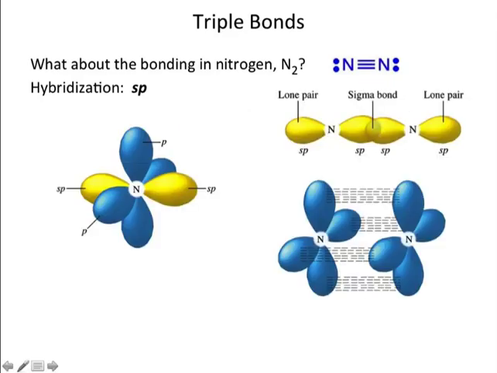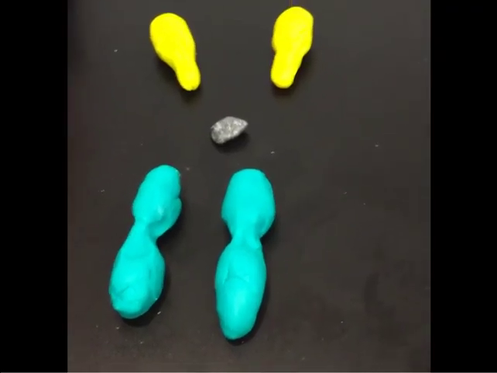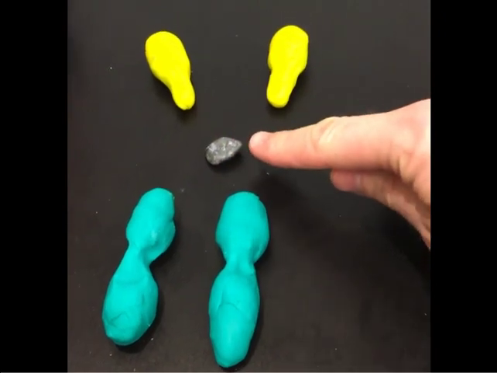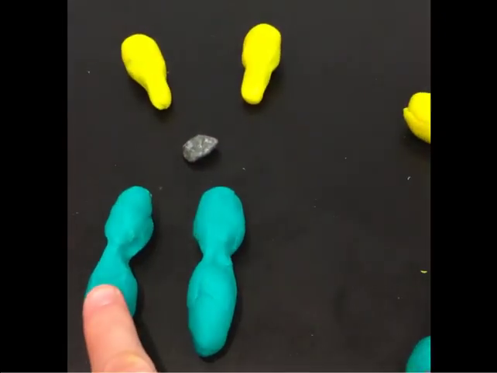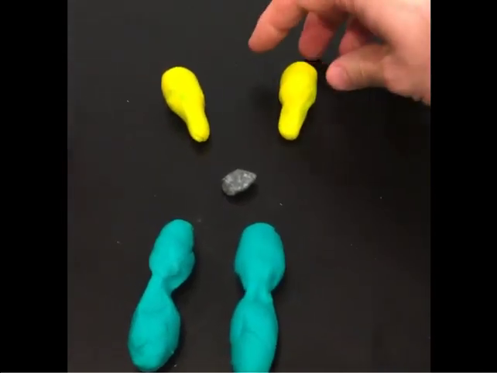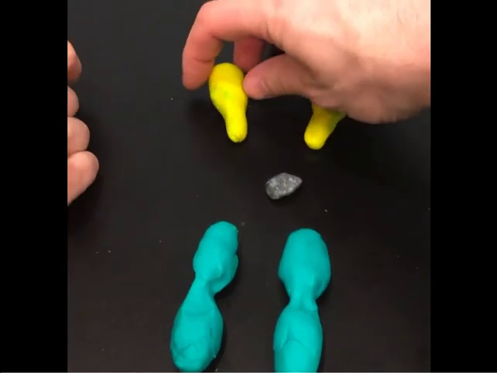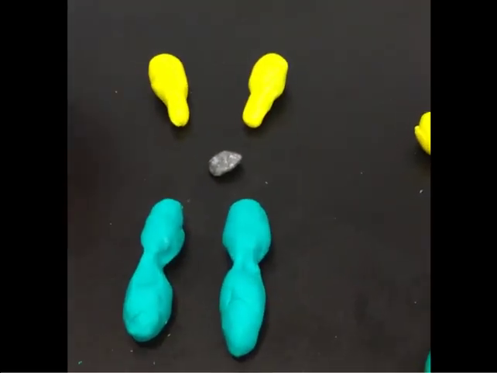So again, this is kind of hard to show. Let's do the Play-Doh. That's just going to be better. Okay, so let's put together the nitrogen atom. We have our nucleus represented by the rock. We have two unhybridized p orbitals, and then we have the hybrid sp. Here's one of them, here's the other one. So let's put it together.